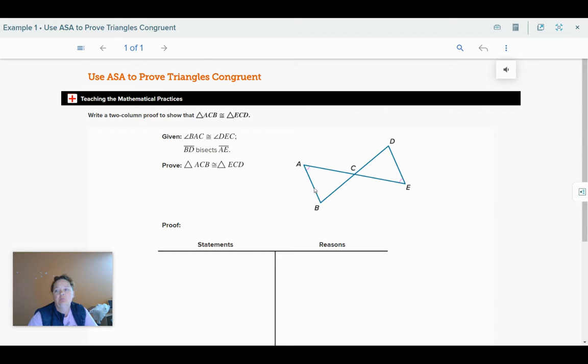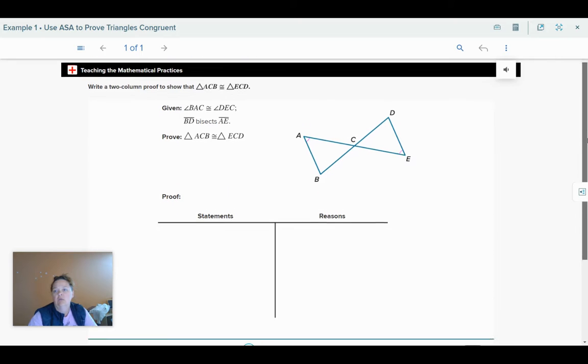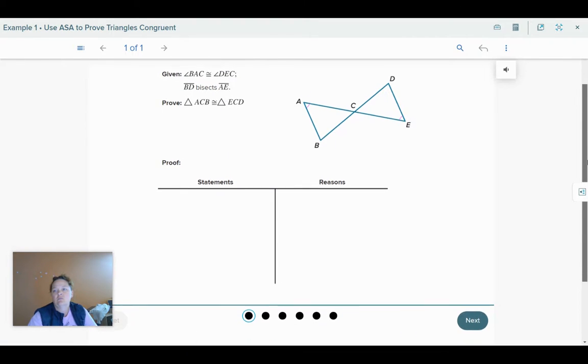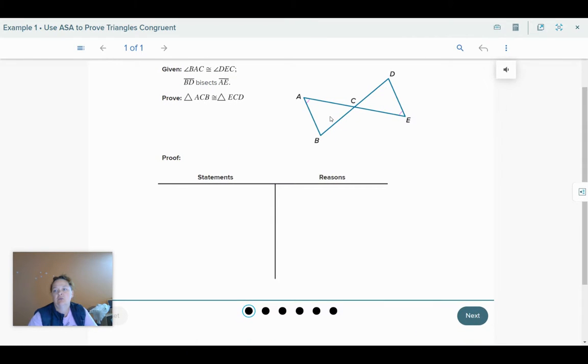We know that angle BAC is congruent to angle DEC. It's given to us both here in the givens and in the diagram with the little pink line here. And they tell us that BD bisects AE, which means that point C is the midpoint of those two lines. And we want to prove that this triangle here is congruent to this triangle here.